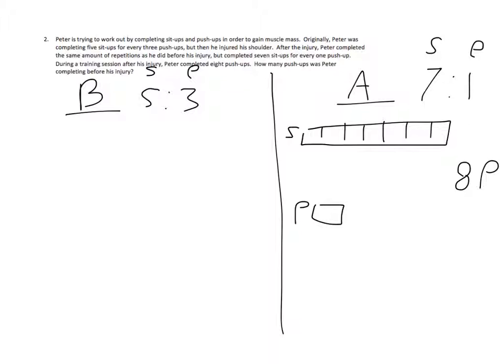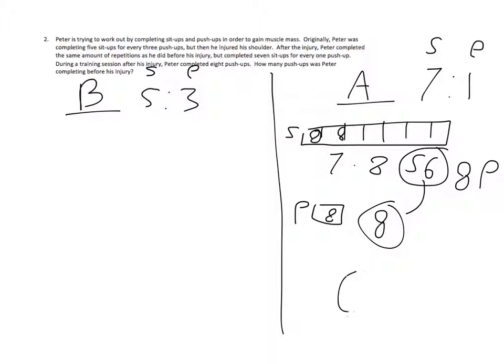Well, if 1 turned into 8, then how big is that section? Well, there must be 8 in that section. That means the rest up here must also be 8. Or 7 times 8, which is 56. So he is doing 56 sit-ups and 8 push-ups. So together, he was doing 64 total reps.